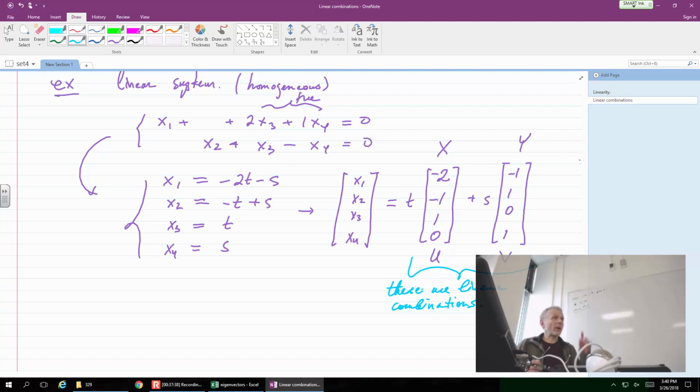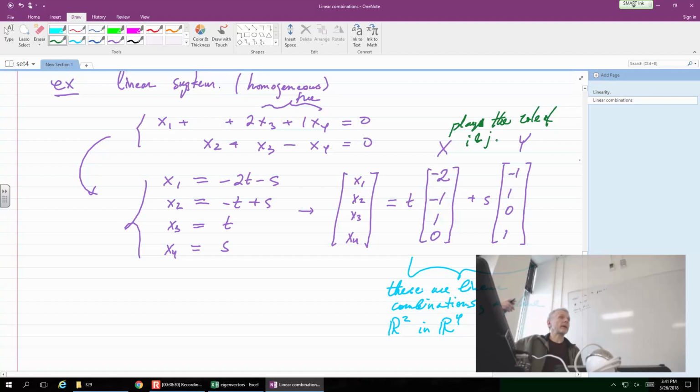As you can see, remember that caveat: there will be a plane if they are not multiples of each other, and they are not. So indeed this is going to be a plane. x and y are not multiples of each other, so their linear combinations will form a plane. So it will be R2 in R4, a copy of R2 in R4. In a way, x and y play the role of i and j, because every solution of our system can be expressed as a linear combination of these two. Even though they're not perpendicular, we don't care.